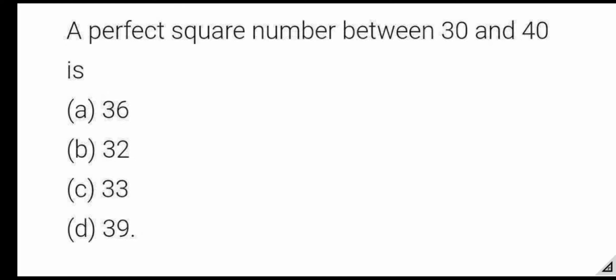Next, a perfect square number between 30 and 40 is. Now clearly 36 is a number which is a perfect square number and also lies between 30 and 40. So A is the right option.